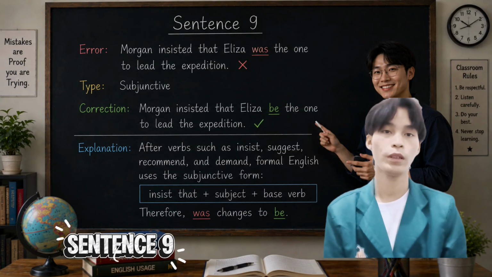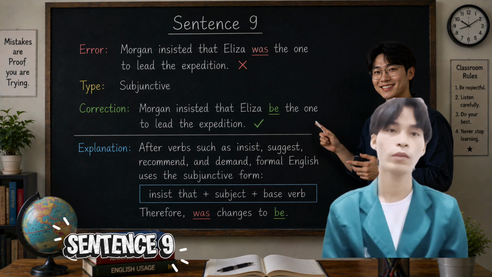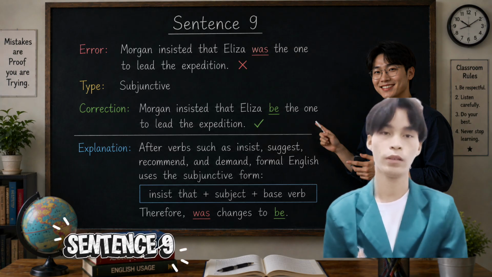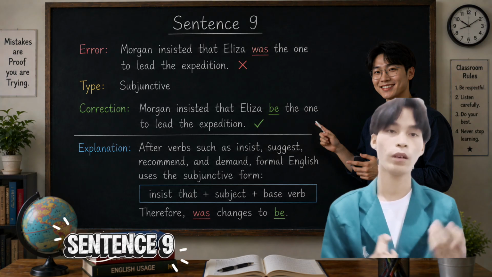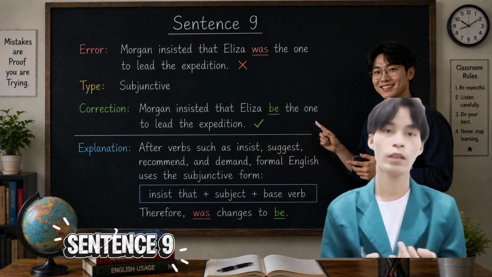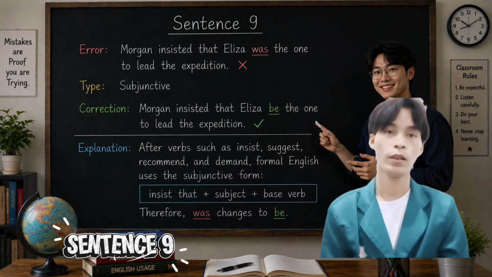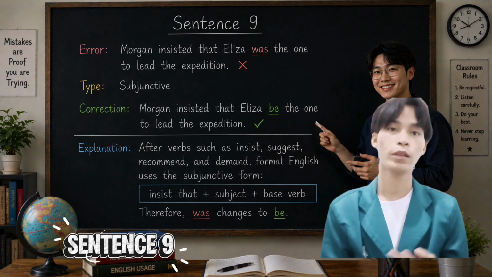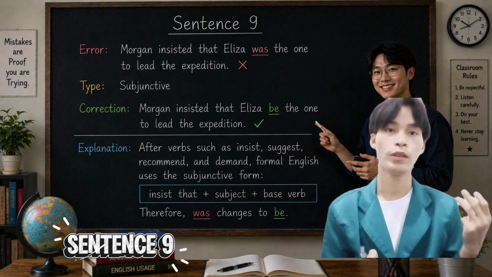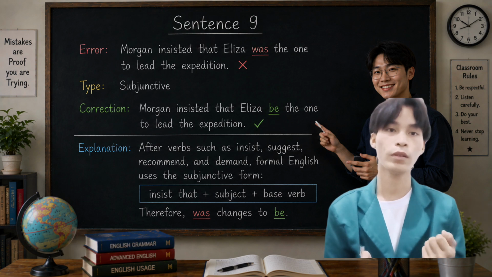So now we move to sentence 9. The error sentence is: "Morgan insisted that Eliza was the one to lead the expedition." This is a type of subjunctive. So the correct sentence is: "Morgan insisted that Eliza be the one to lead the expedition." After "insist," formal English uses the subjunctive form: insist that plus subject plus base verb. Therefore, "was" is changed to "be."